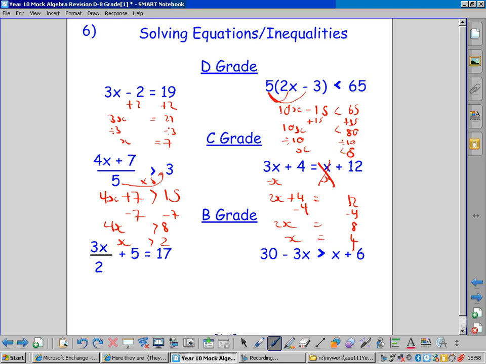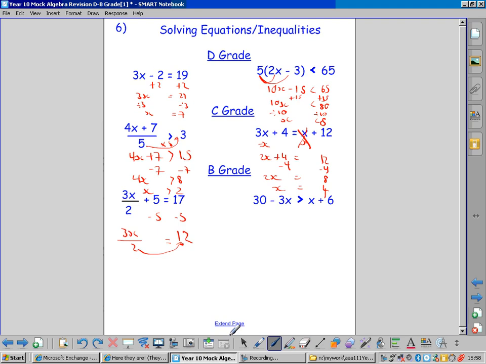B grade ones are tricky, because 3x divided by 2 plus 5 is 17. The first thing we need to do is minus 5 from both sides, which means 3x divided by 2 equals 12. The next thing we're going to do is get rid of this fraction by multiplying by 2, which means 3x equals 24. Divide by 3, x equals 8.